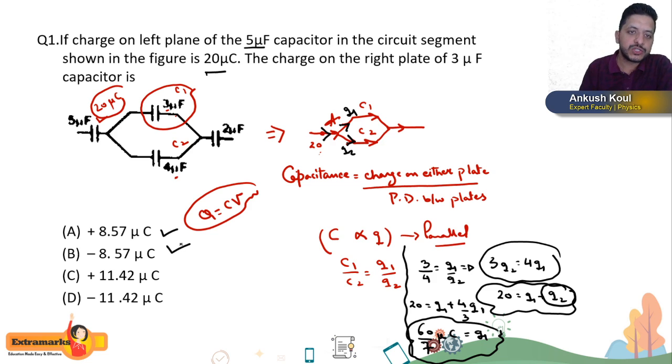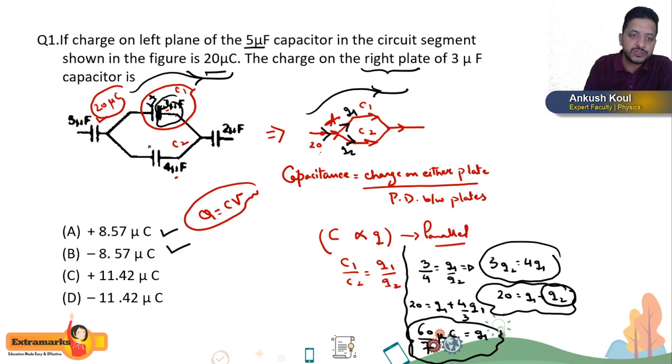So now charge is flowing in this direction, and charge flows from higher potential to lower potential. It means this plate of the capacitor is positive and this plate of the capacitor is what? Negative. They are asking about the right plate of the 3 microfarad capacitor. So the right plate of the 3 microfarad capacitor is this plate. So this is a negatively charged plate. So my answer would be minus 8.57 microcoulomb.